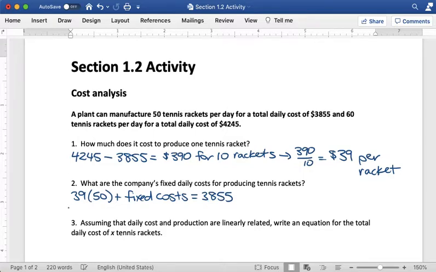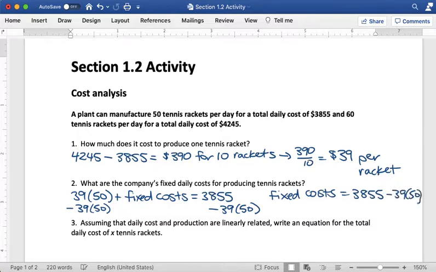So I can subtract 39 times 50, or I can do that on my calculator first. And that'll give me my fixed costs. So my fixed costs are $3,855 minus 39 times 50. And if I do that, I get $1,905.